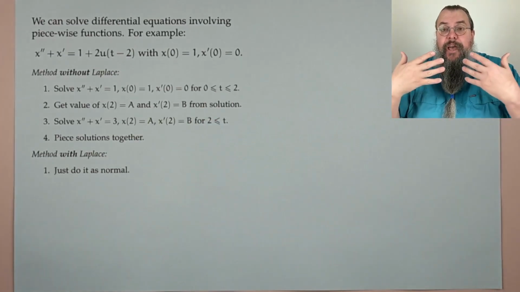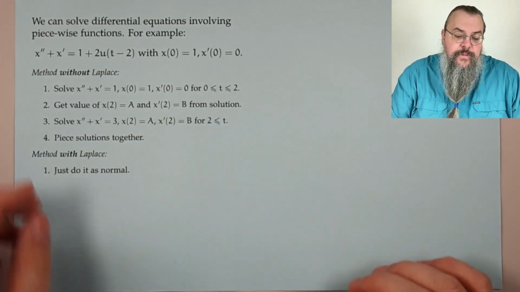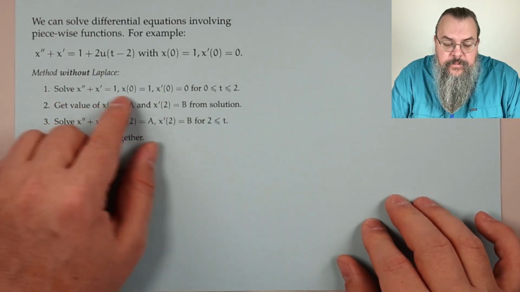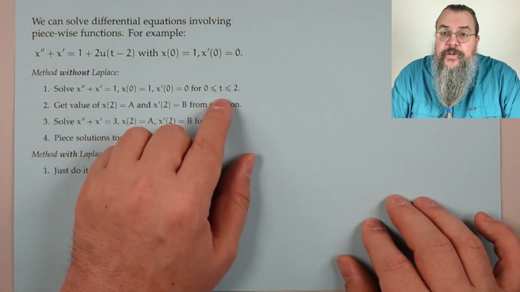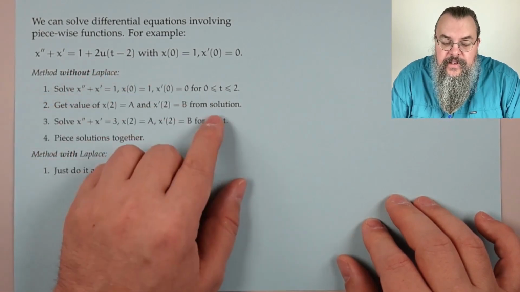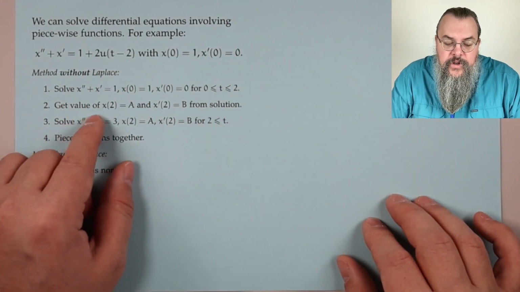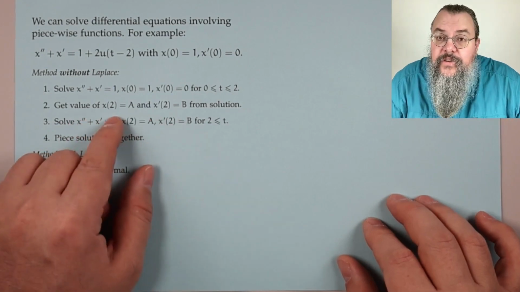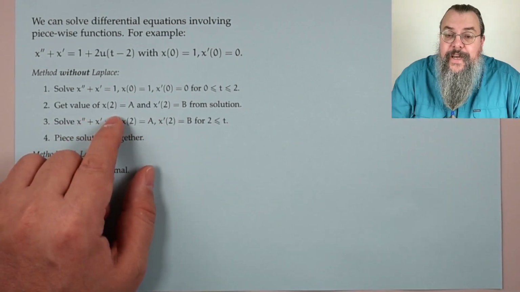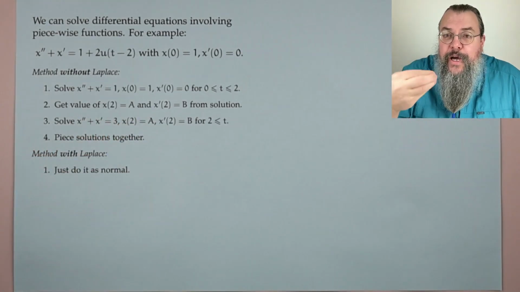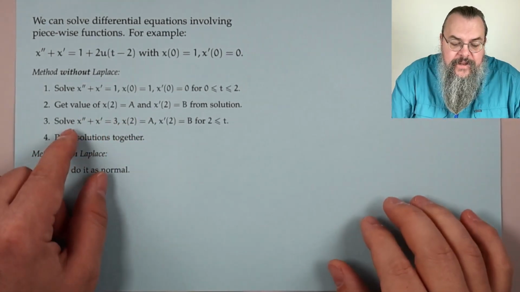Now, without Laplace transforms, the process is you first solve it at the initial point, and you go up until the first change in the right-hand side. And then you say, okay, now that I've reached the right-hand side, we figure out what are the situations. What are the values for x and x prime? So essentially, we're ready to prime the pump for the next piece.